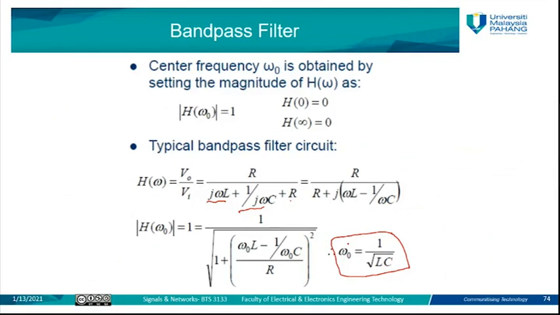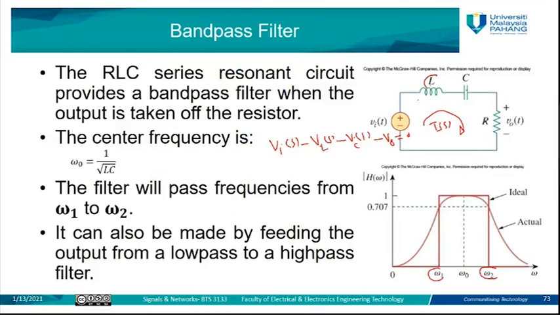Center frequency means it is the value between omega 1 and omega 2. So if I want to find omega 1, it will be omega naught minus the bandwidth over 2. Omega 2 will be omega naught plus the bandwidth over 2. That means omega naught plus this part, and omega naught minus this part.